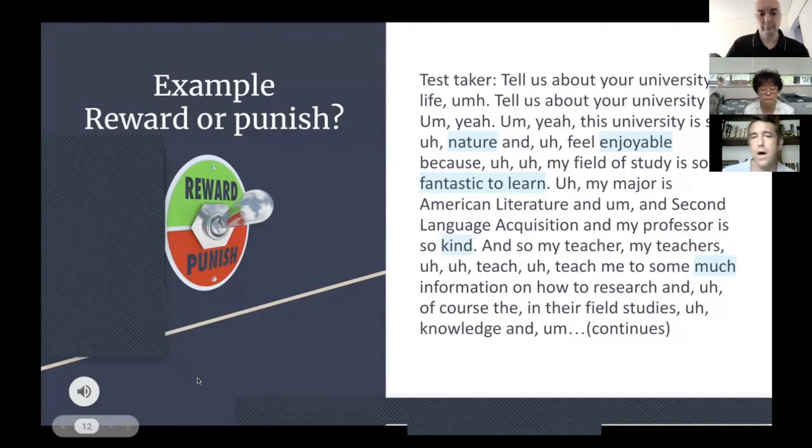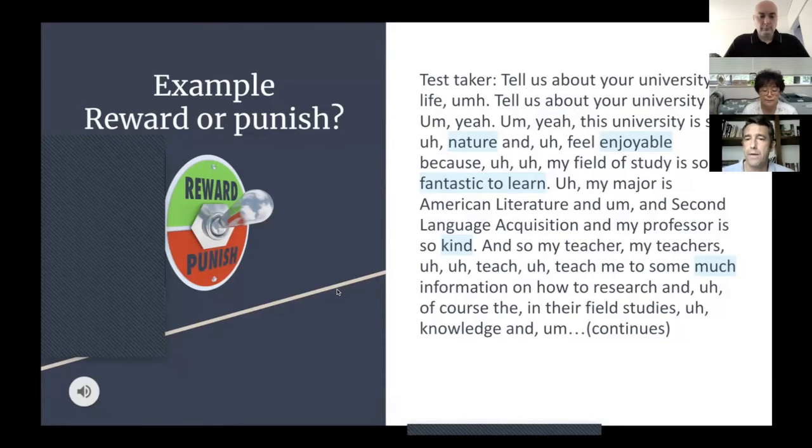Okay, and that's just a cut of a sample that we pulled. Again, if you'll look in here, we highlighted a few grammatical, lexical mistakes, but I think pretty much everyone here can understand what the student is trying to say. And so as opposed to penalizing the student for making a mistake with, for example, feel enjoyable, especially down lower, my second language acquisition, and my professor is so kind.